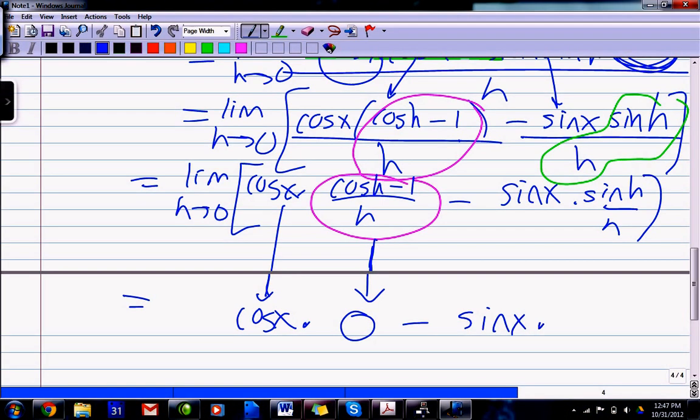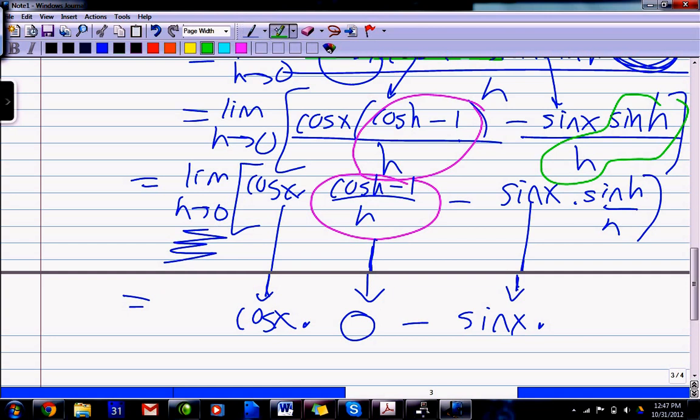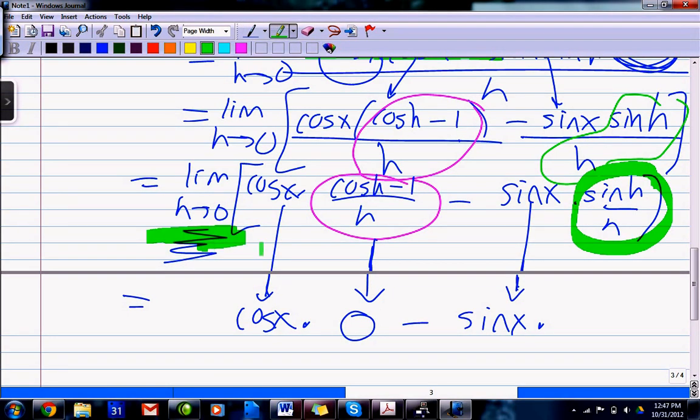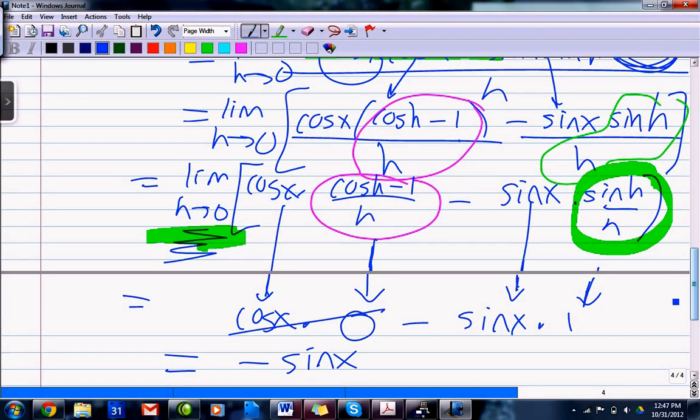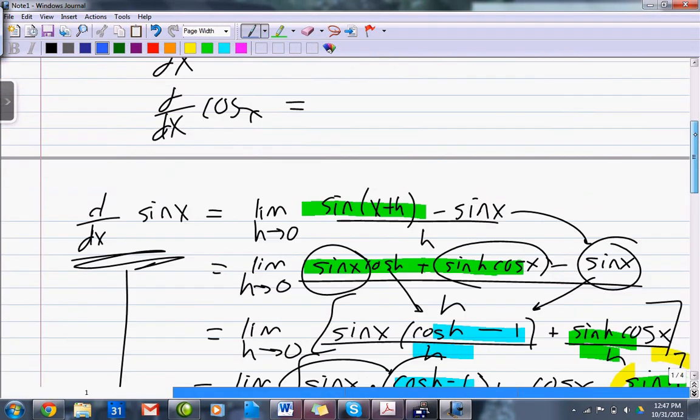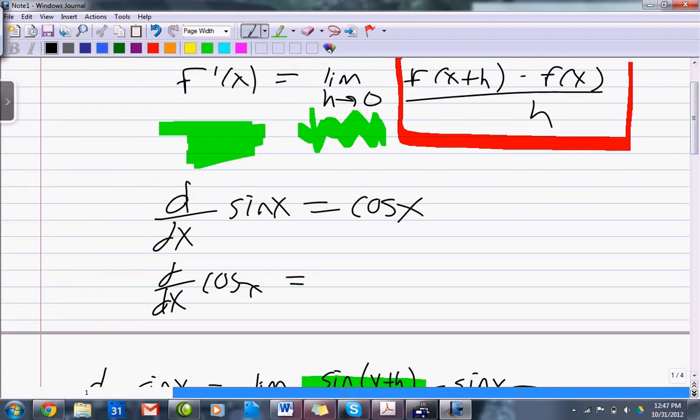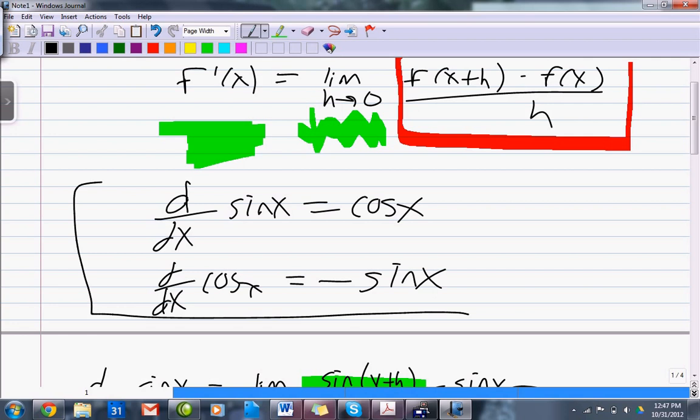Minus sine of x, again that has no h in it, times the limit as h goes to 0 of our old friend sine h over h, which we know to be 1. Okay, so at the end of the day, the 0 times cosine x goes away, and we're left with minus sine of x. So the derivative of the cosine is negative sine of x. Just like our power rule, our coefficient rule, our linear rule, our constant rule, our sum difference rule, these are 2 rules we're going to add to our repertoire.